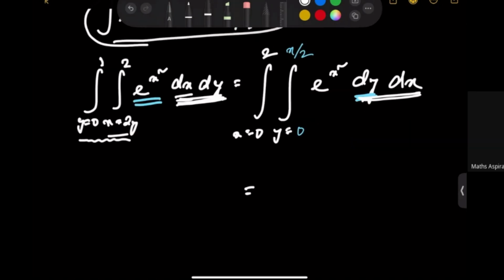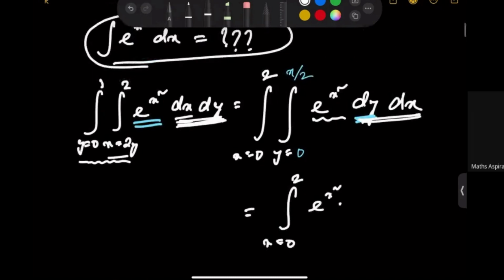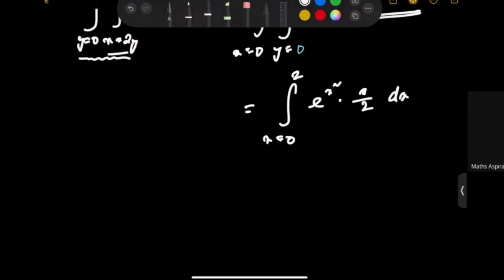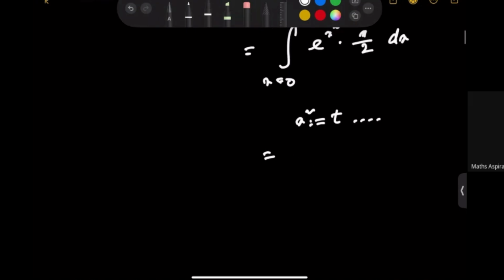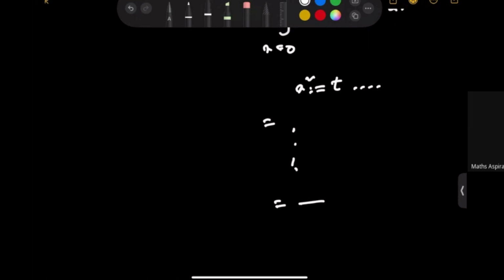Because the inner integral is a function of x, and you're trying to integrate with respect to y, it's very easy now. So x goes from 0 to 2. You can pull out the e to the power x squared, and the inner integral is nothing but x by 2, and there is one dx. So it is e to the power x squared into x by 2. If you do the substitution, x squared equal to t, then you can easily do this integral. That is very easy now, and the answer will be something like 1 by 4 into e to the power 4 minus 1.